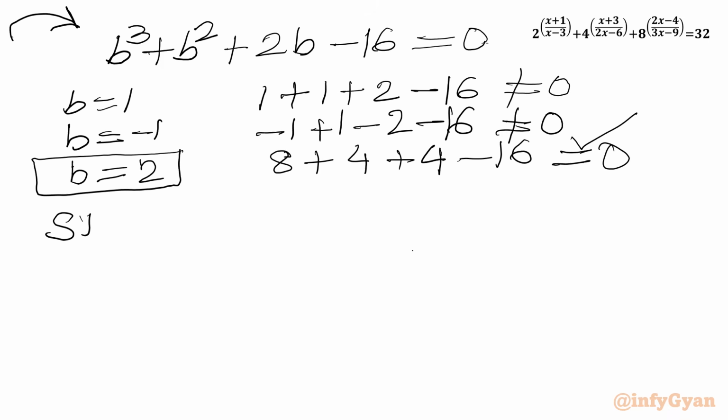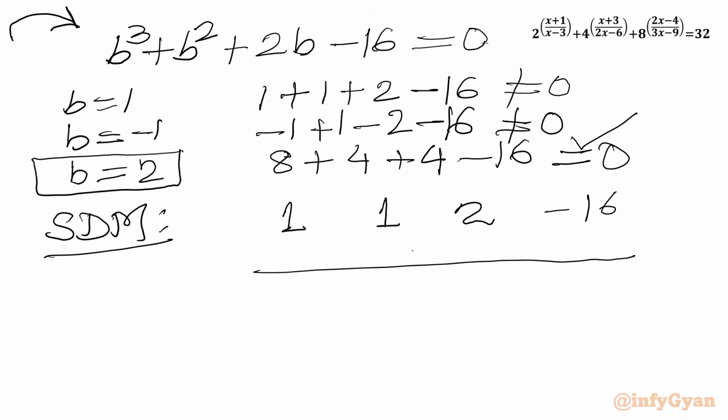Now we will use the synthetic division method. I need to write all the coefficients of the cubic equation: 1, 1, 2 and negative 16. Now we will put one line over here. The leading coefficient 1 stays as it is. Now we have to multiply our base solution with the leading coefficient 1. So 2 times 1, we write the product over here. We have to add these two numbers.